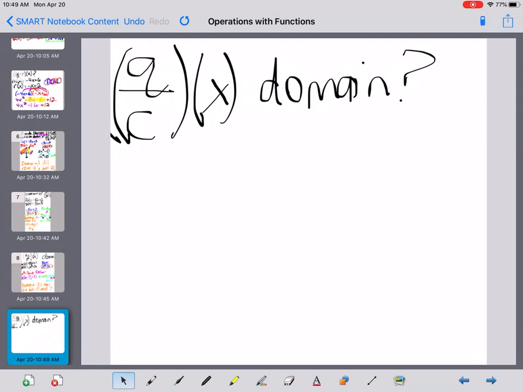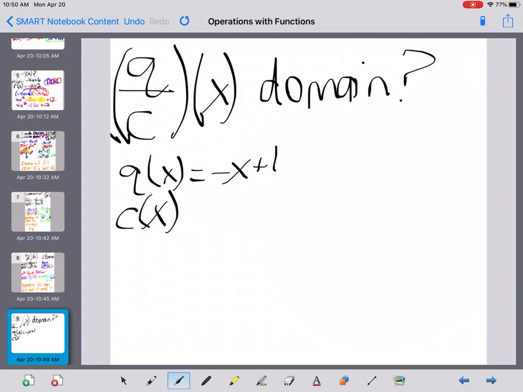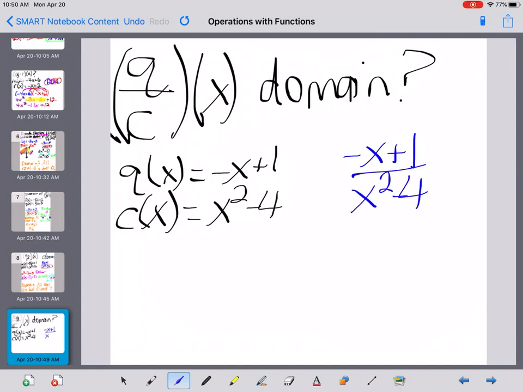All right, so Q of x, let's say that it is negative x plus 1. And C of x is x squared minus 4. So we're just going to do the same thing we just did in the last problem. So Q is going to go on the top, so I have negative x plus 1 over x squared minus 4.